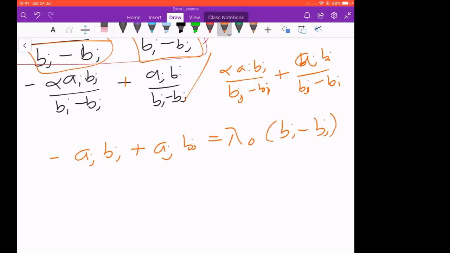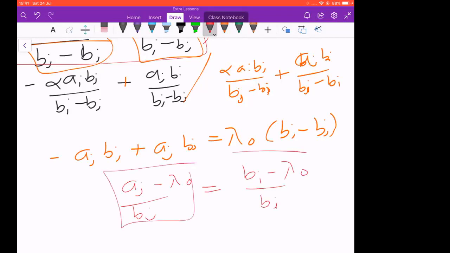then you're gonna put the ones which are of the same asset together. Then you're gonna have aj minus lambda 0 over bj equals to bi minus lambda 0 over bi. So it's supposed to be I. So this one is for j, this one is for I.